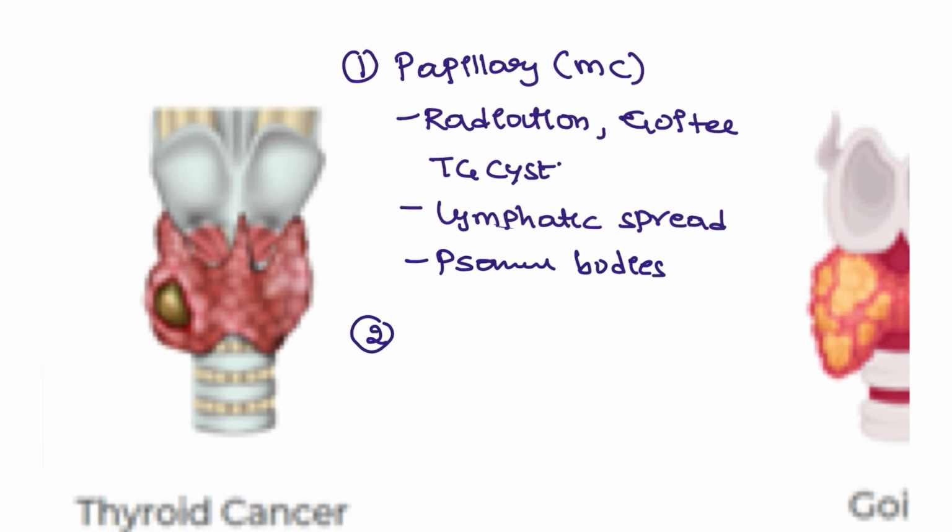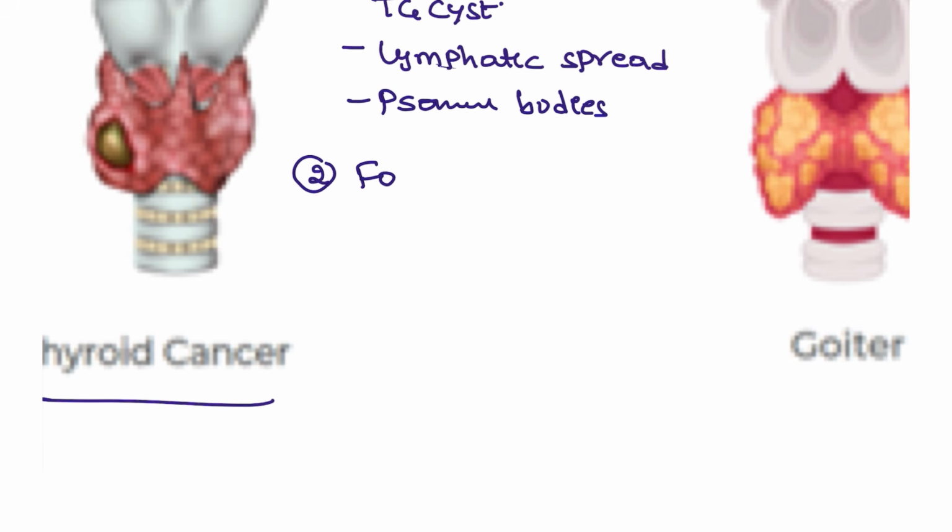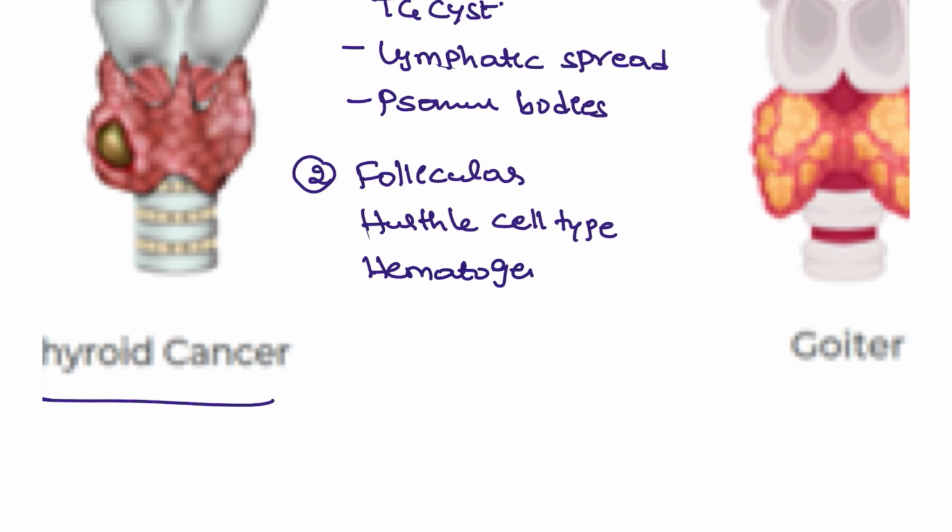Next, the second one, this is the second most common, that is follicular cancer. Follicular cancer has another subtype, that is the Hurthle cell type. Hurthle cell type is seen, and it will spread by the hematogenous route. And the treatment here is hemithyroidectomy. Hemithyroidectomy is done for this patient.